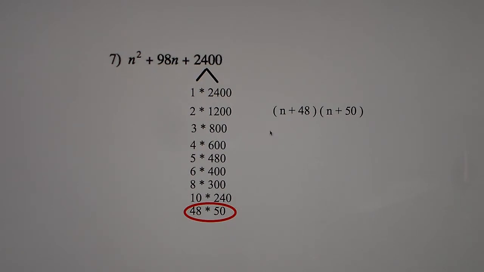Now you're going to scroll down on your y2 to positive 98. You're going to try to find that positive 98. When you find that positive 98 in your y2 column, you're going to see the x and y values are 48 and 50. Those are the numbers that we're going to be using. That's our answer, n plus 48 times n plus 50. And that's how you get the answer for number 7.